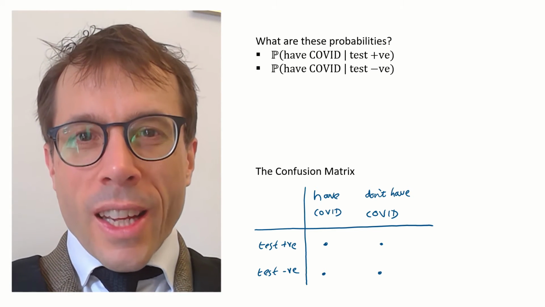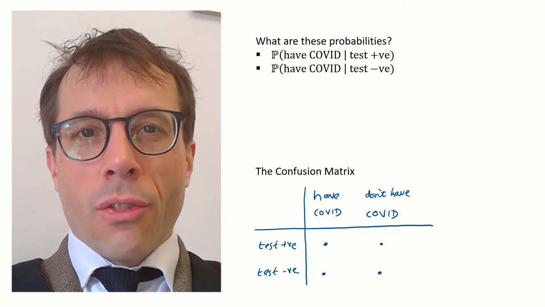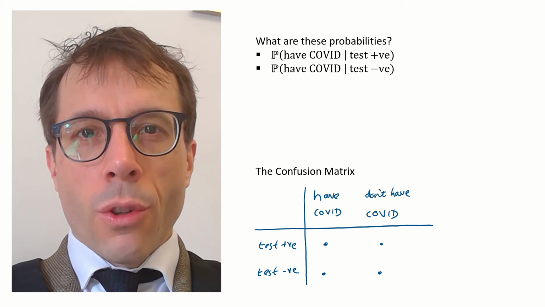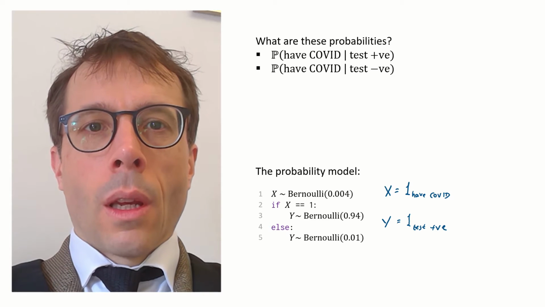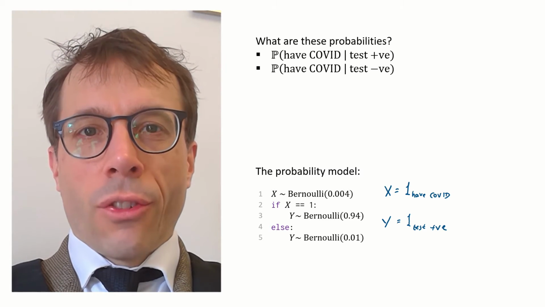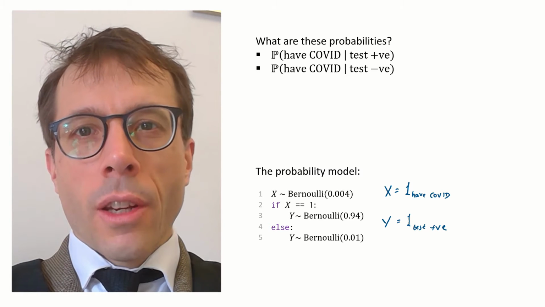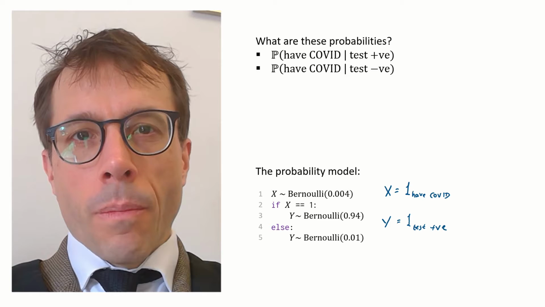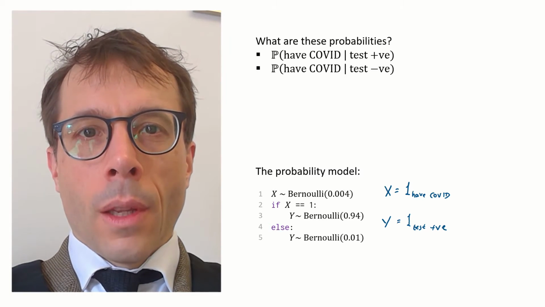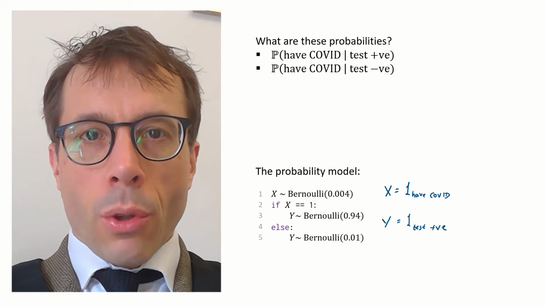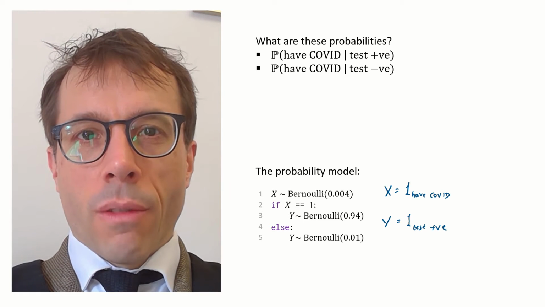Now, the only way I can understand what's going on is by writing out a proper probability model. Here's the probability model behind the confusion matrix idea. First, generate x, a Bernoulli random variable. Let x equal 1 mean I have COVID, and x equals 0 mean I don't have COVID. In other words, x is the indicator of whether or not I have COVID. Next, generate y, another Bernoulli random variable. Y will be the indicator of whether or not I test positive.